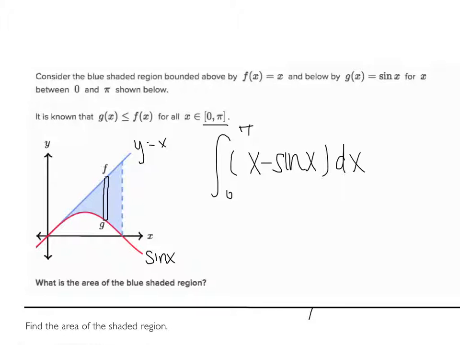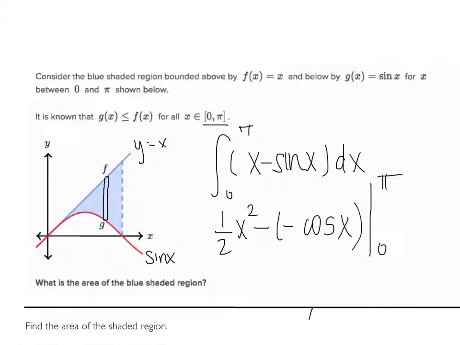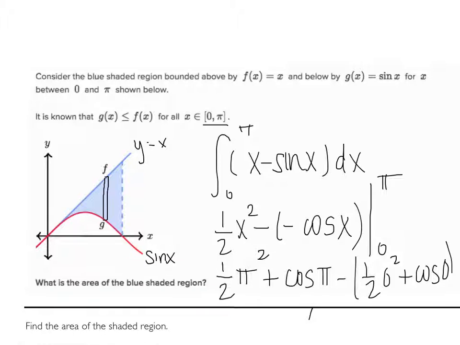So we'll start by taking the antiderivative of x, which is half x squared. And our antiderivative of sine is negative cosine x. We're going to evaluate this from 0 to pi. So we'll have half pi squared plus cosine pi minus half of 0 squared plus cosine 0.